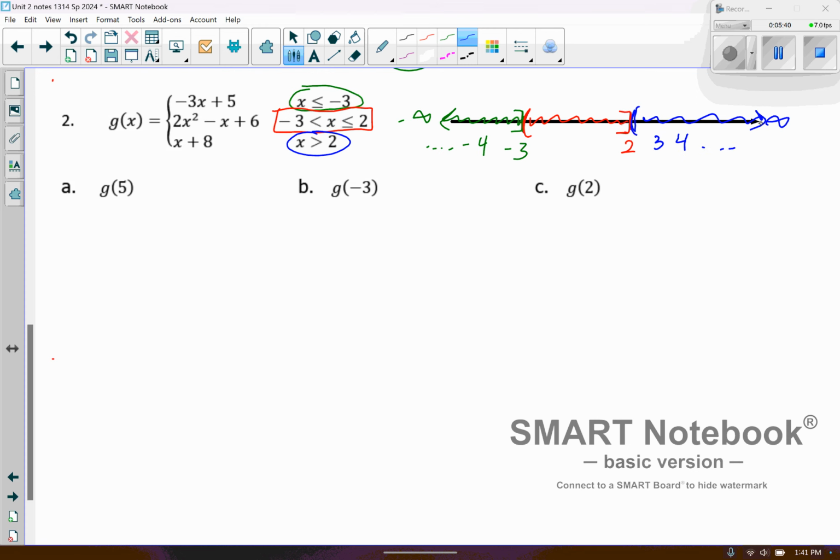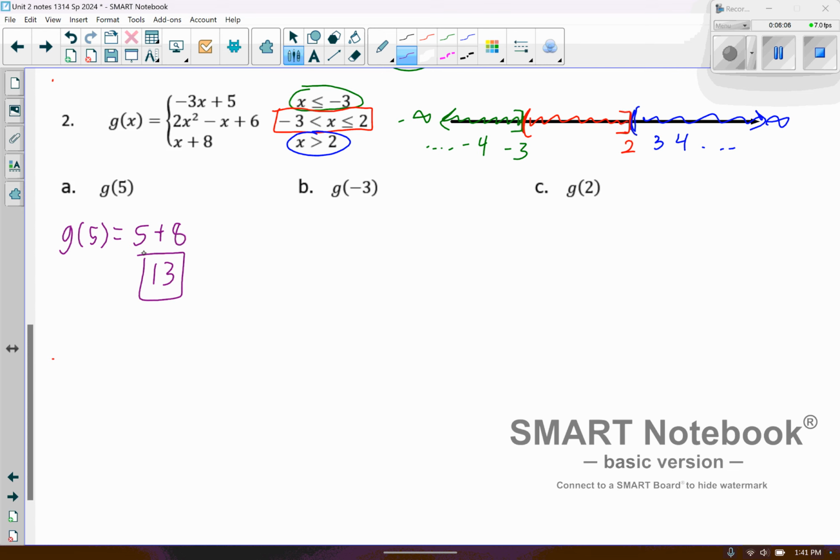And so here we go. So that might help a little bit. Like I said, you don't have to do that, but it can be helpful if it does get a little confusing to you. So let's see, 5. 5 is located in the blue region. So we're going to plug it into the third equation. So we're going to get 5 plus 8, which is 13. Okay, not too bad.